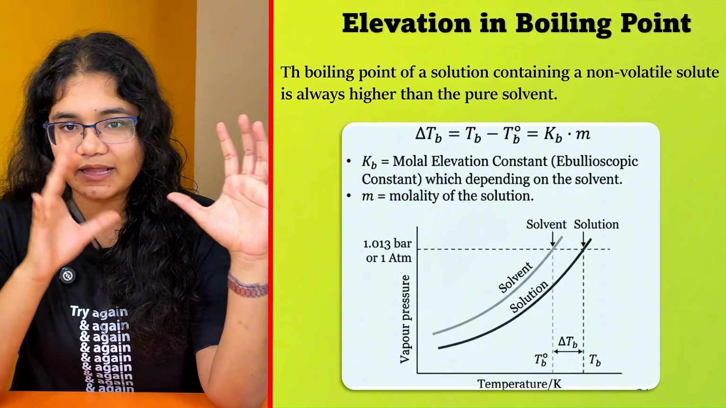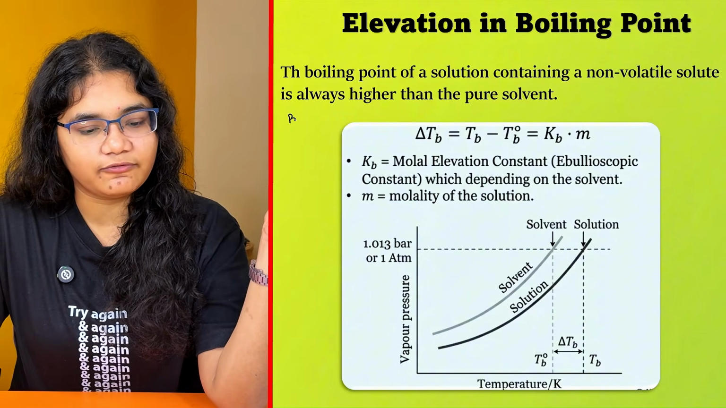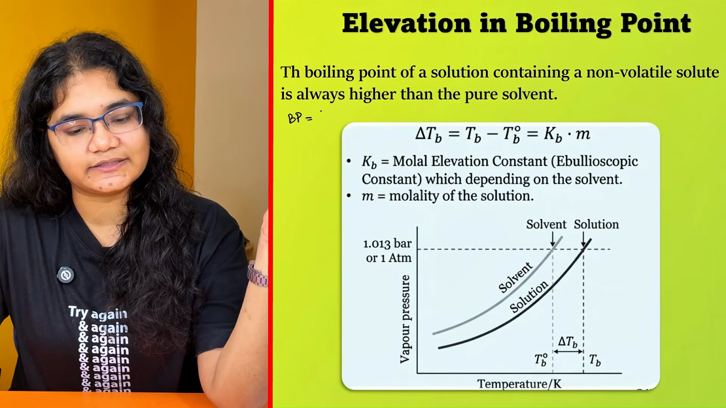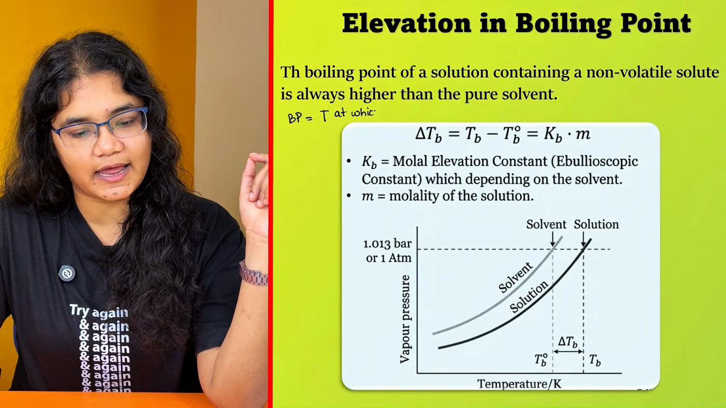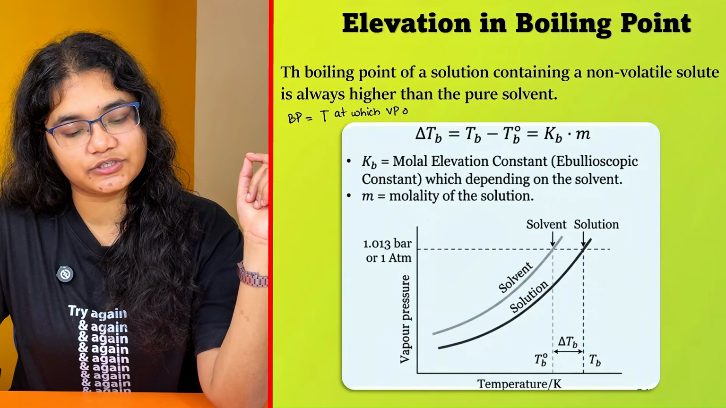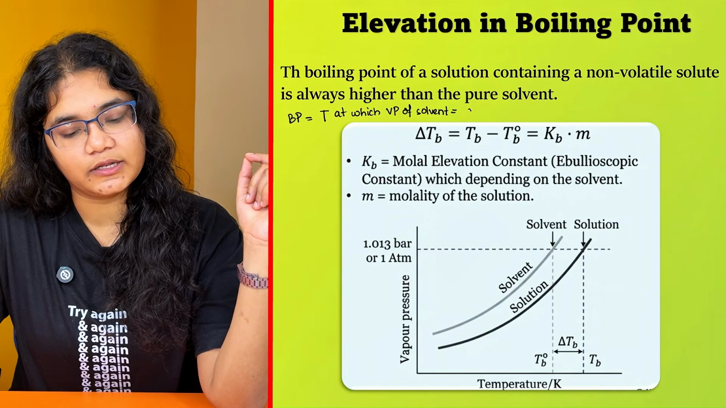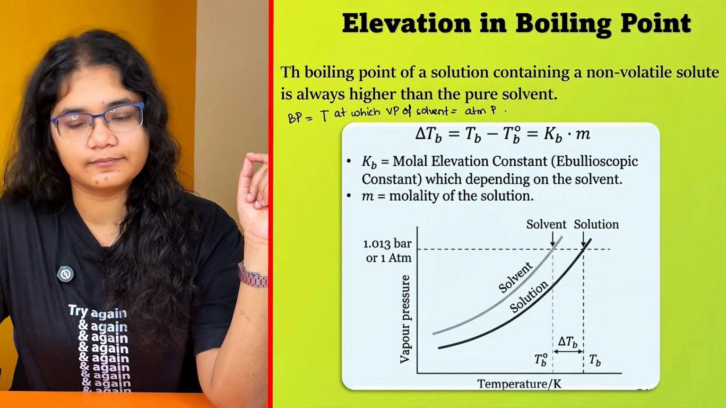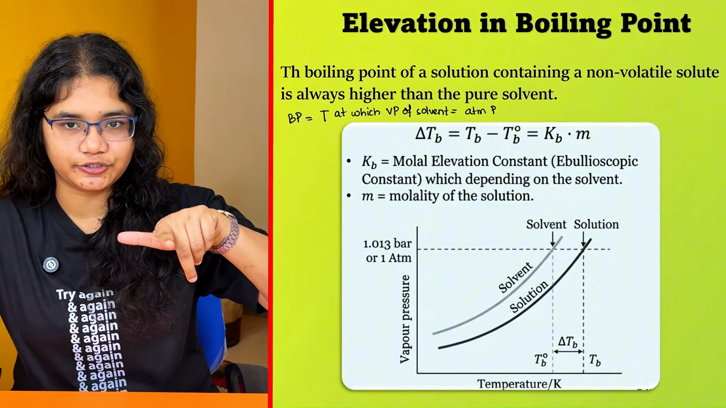Now what is the reason for that? Let us understand first. What is the definition of boiling point? For that you should know. Boiling point is that temperature at which the vapor pressure of the solvent is equal to the atmospheric pressure. It means you are boiling the water, and it is creating vapor pressure.